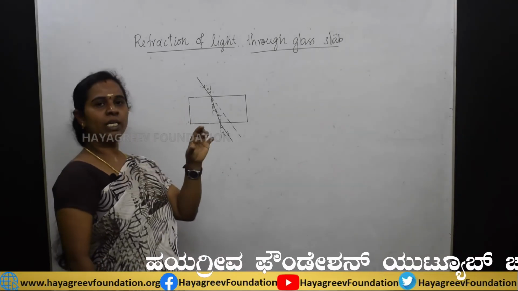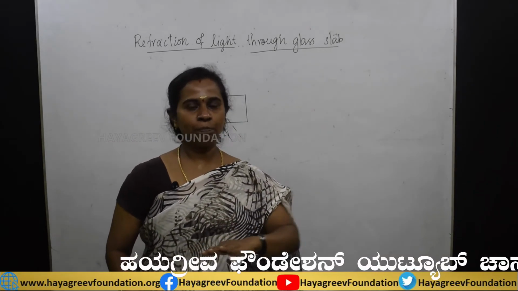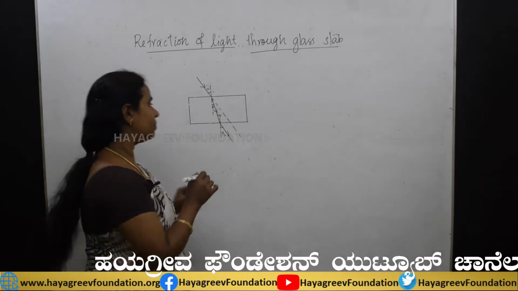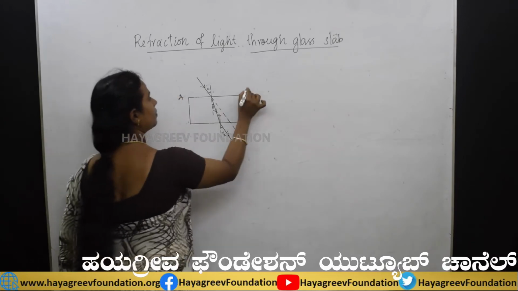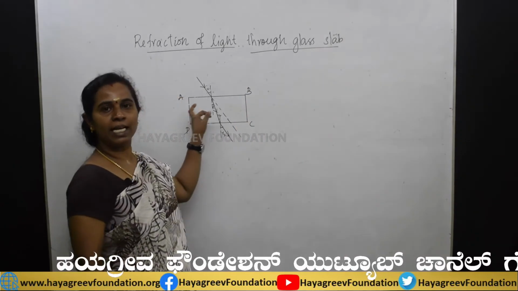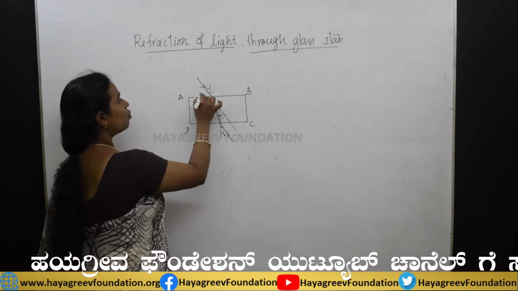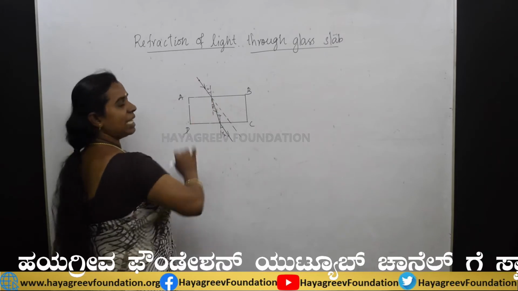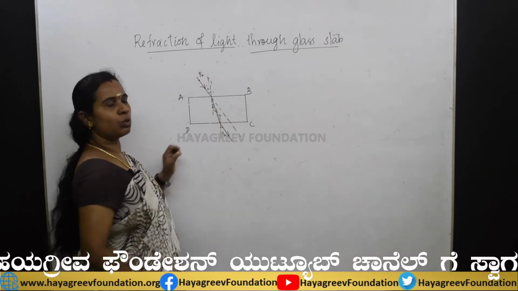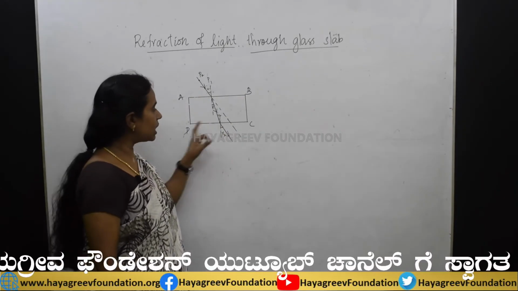So we need to take a glass slab and keep a plain paper. First we need to draw the boundary of the glass slab, and mention A, B, C, D. We need to use two pins on the side of AB. We place P1 and P2 there. We have to see these two pins through the face CD.